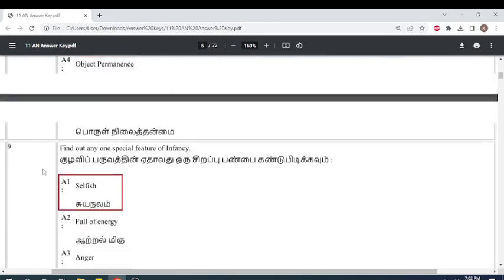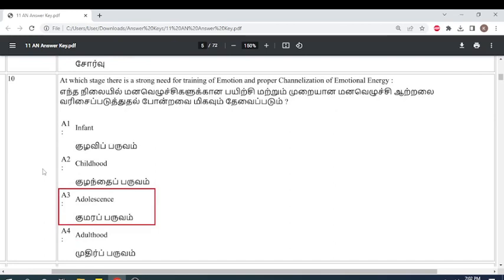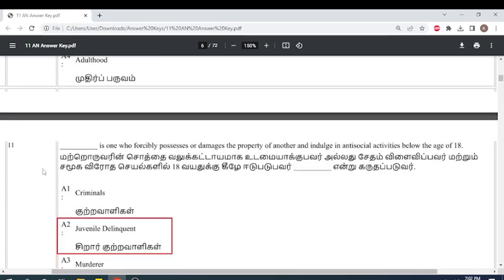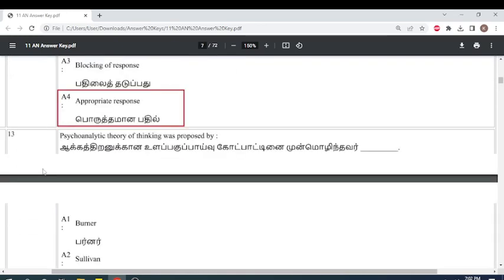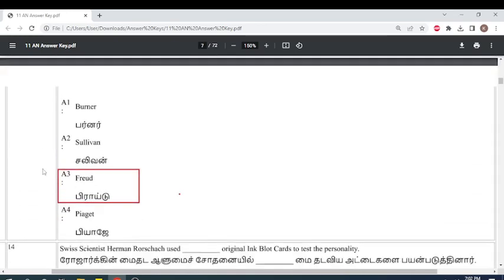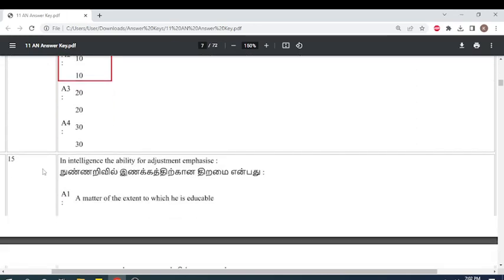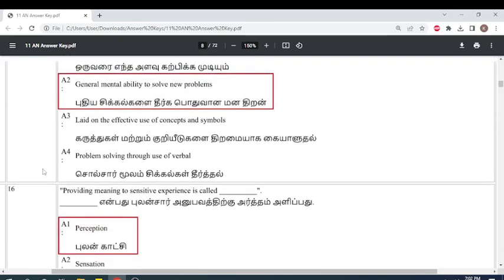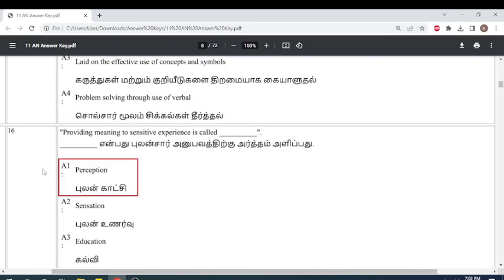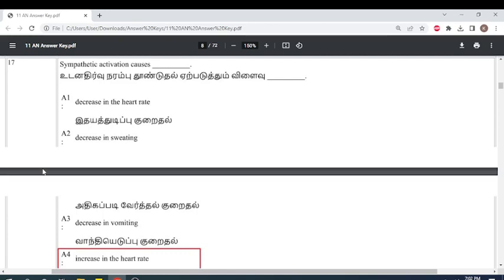Ninth question answer A1. Tenth question answer A3. 11th question answer A2. 12th question answer A4. 13th question answer A3. 14th question answer A2. Fifteenth question answer A2. 16th question answer A1. 17th question answer A4.